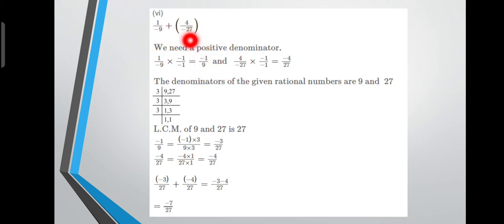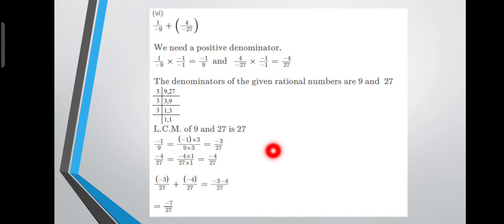And the next number is 4 by minus 27. Again we are multiplying with minus 1 in both numerator and denominator. So the answer is minus 4 by 27. I hope you understand how we can change the negative denominator to positive. Now we check whether the denominators are equal or not. If they are unequal, I already told you we have to take the LCM. The LCM of 9 and 27 is 27. So now we can equalize the denominators, then we can add according to the sign. So once we add, the answer will be minus 7 by 27.